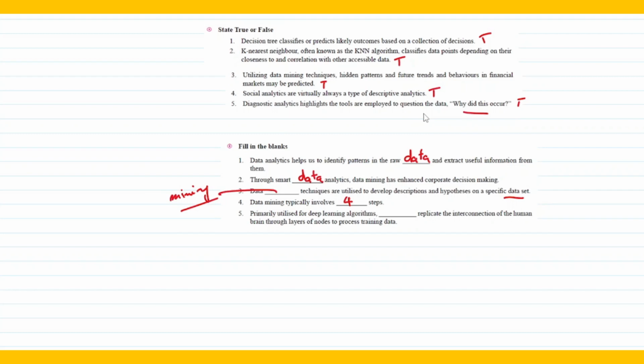Primarily utilized for deep learning algorithms. Dash replicate the interconnection of the human brain through layers of nodes to process training data. So the correct answer here is neural network, right? So with this we finished the entire business data analytics, right?